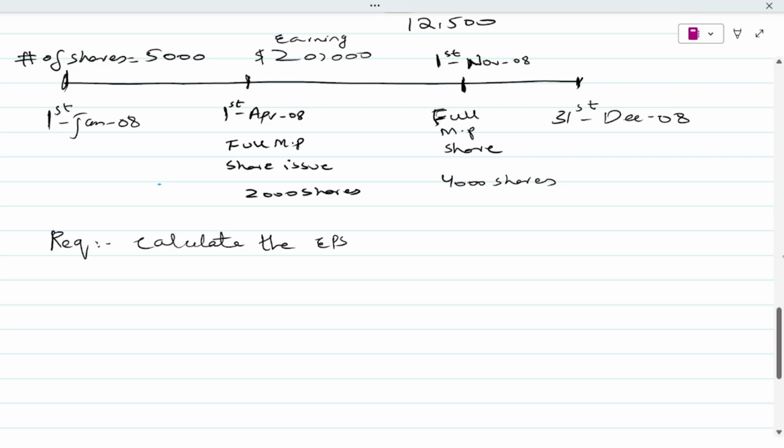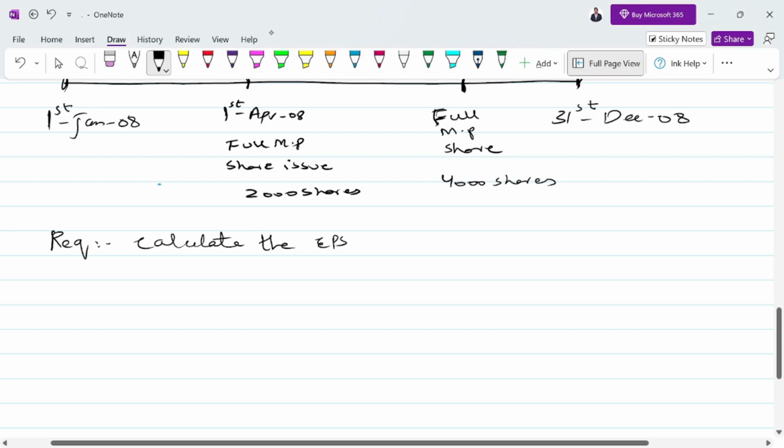And again, what's the requirement of the question? That you have to calculate the EPS, earning per share. So now you have the question. You can copy it down, you can pause the video, solve it yourself, and then resume the video to see me solving it. I hope you have solved the question. Now I'm going to start with the solution, and then you can see if you got the correct answer or not. So let's start.